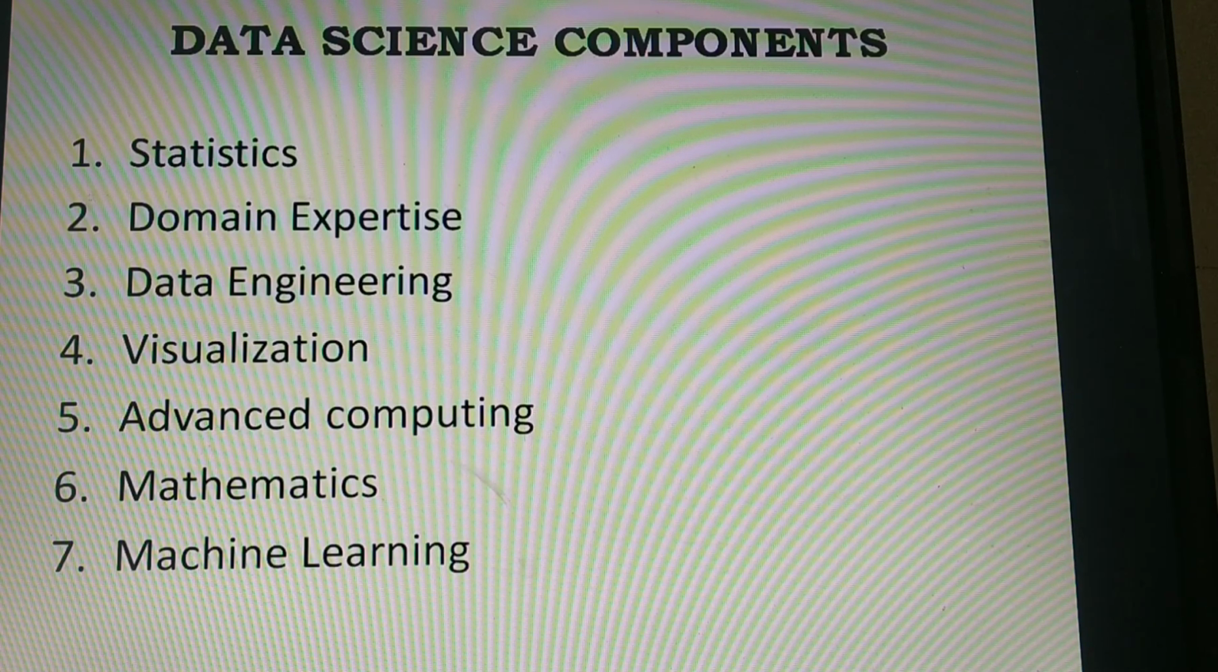Next component is advanced computing. Nowadays the heavy lifting of data science is advanced computing. Advanced computing involves designing, writing, debugging and maintaining the source code of computer programs.